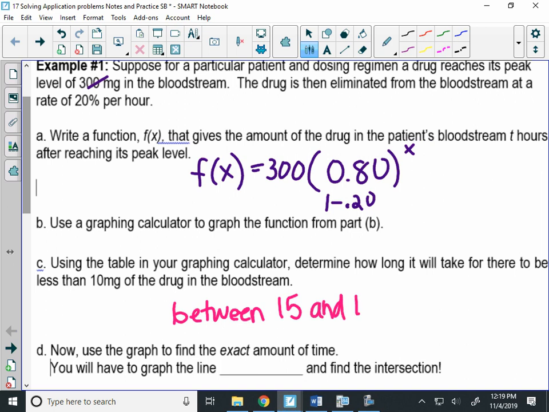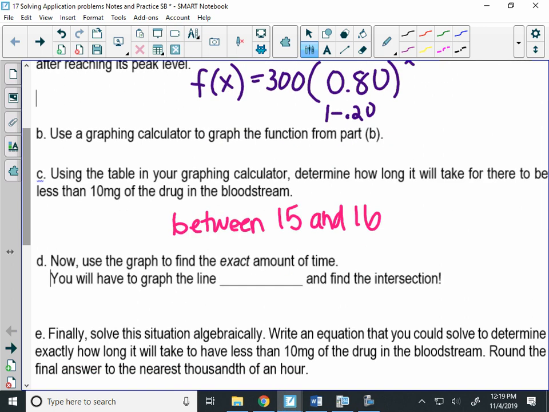15 and 16. Now this is how we did it way back a couple weeks ago when we did modeling. For our purposes, we estimated. We looked in our calculator and said somewhere between 15 and 16 hours, we're going to be less than 10 milligrams and you'll have to take another dose of medicine. We also used our calculator to find the exact amount of time.